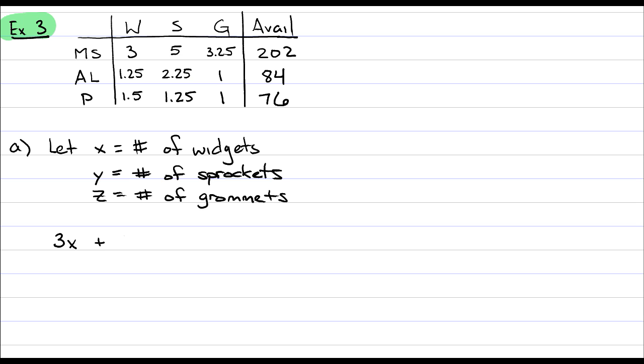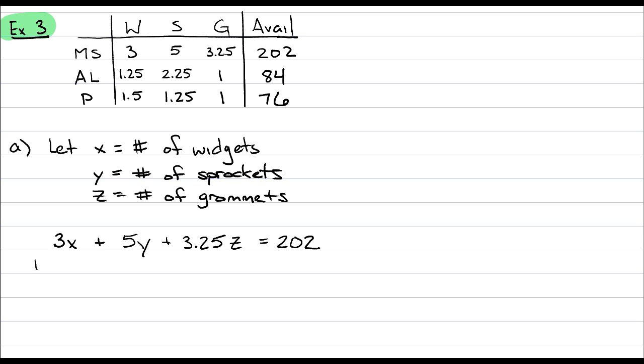Each sprocket requires 5 machine shop hours, so 5 times y is the total number of machine shop hours required for sprockets. Similarly, grommets require 3.25 machine shop hours to produce, so 3.25z is the total number of machine shop hours required for grommets. If I add those 3 quantities together, I want that to equal 202, which is the total number of machine shop hours the factory has available.